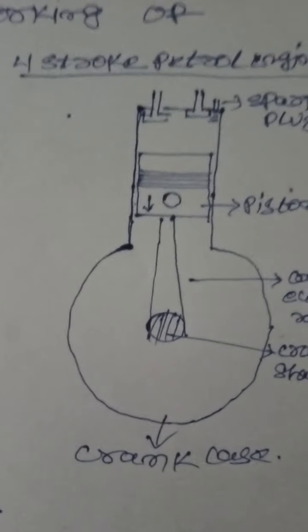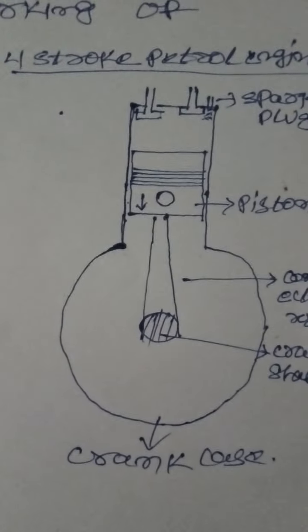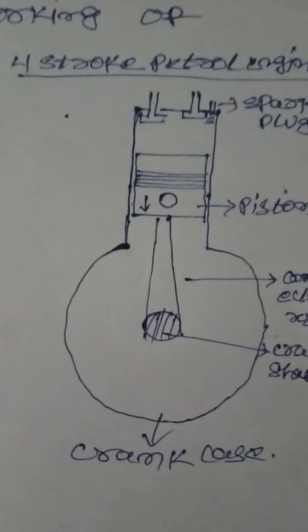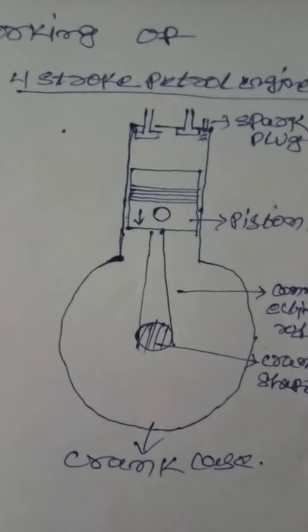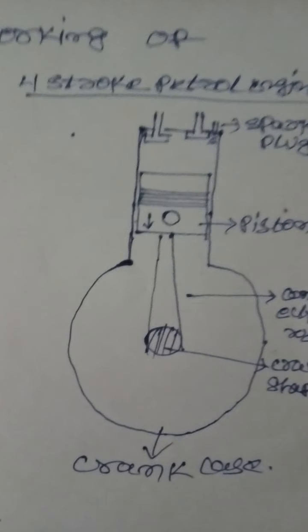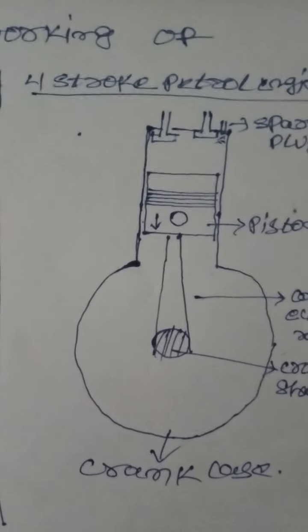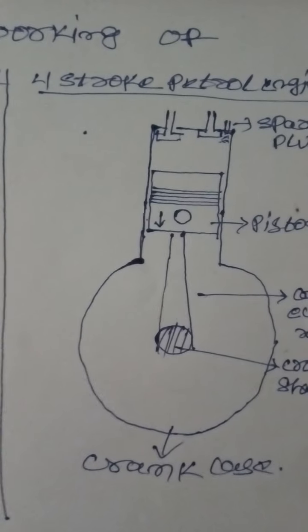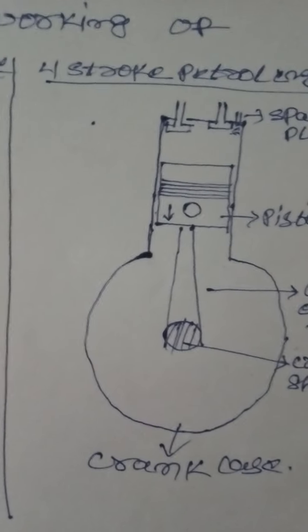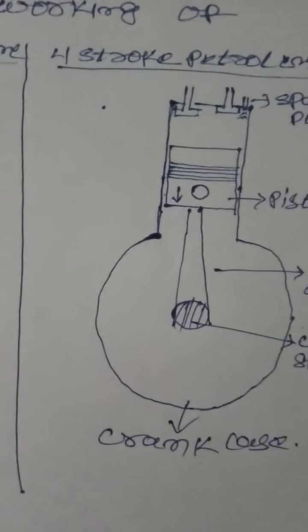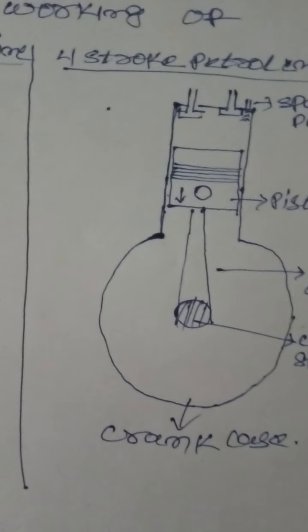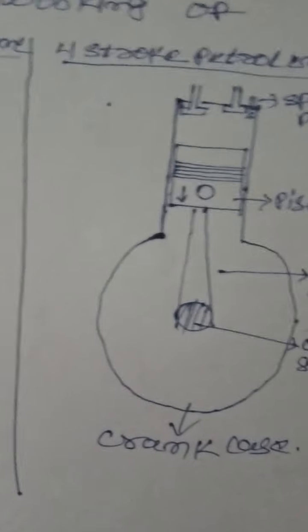Students, today we are going to discuss the working mechanism of a four-stroke petrol engine. As the name indicates, here the piston reciprocates 4 times to complete a power stroke, and because of the up and down movement of the piston, the connecting rod oscillates and the crankshaft rotates.